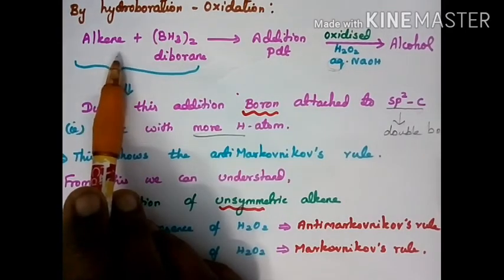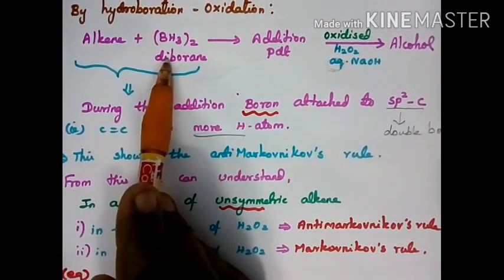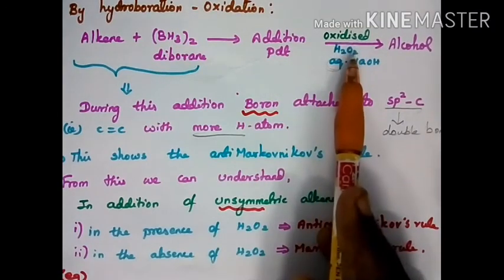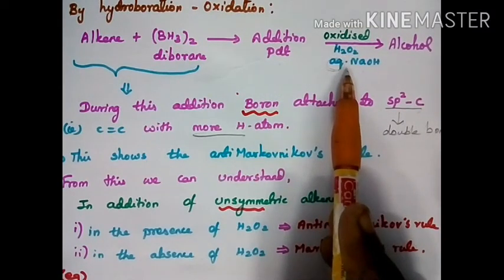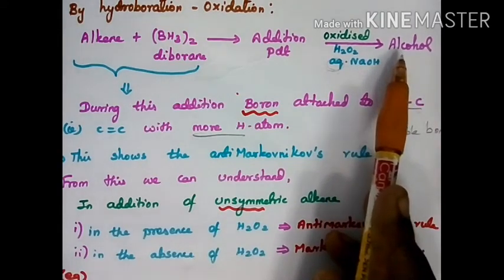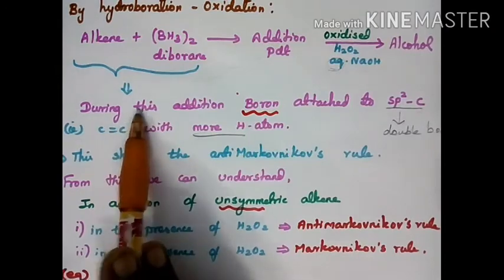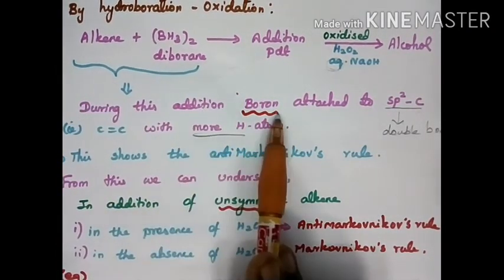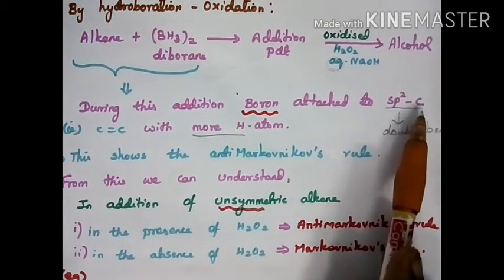So in hydroboration, alkene reacts with diborane. First it forms an addition product which is further oxidized with H2O2 in aqueous NaOH medium, and the product is alcohol. How does this reaction take place? Addition reaction. First, during this addition reaction, the boron attaches to the sp3 carbon.